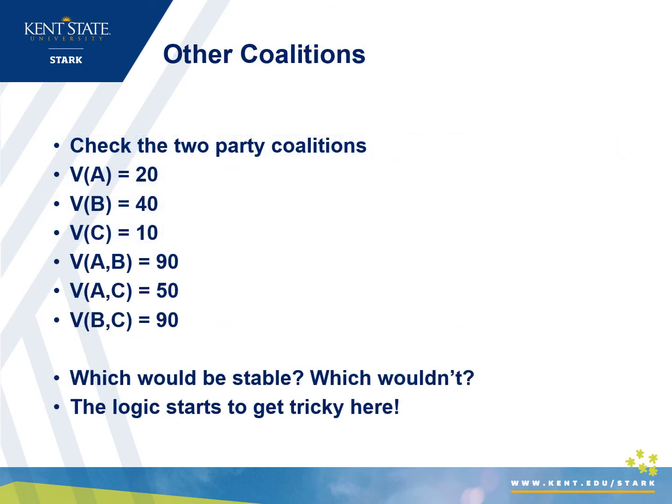So then what about other coalitions? Might we possibly be able to have one of these two-party coalitions? So we could have A working on their own and B and C working together, or B working on their own and A and C working together, or C working on their own and A and B working together. So would any of these combinations be stable? And if so, which ones would not be stable?